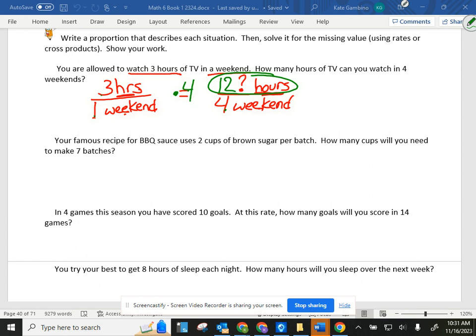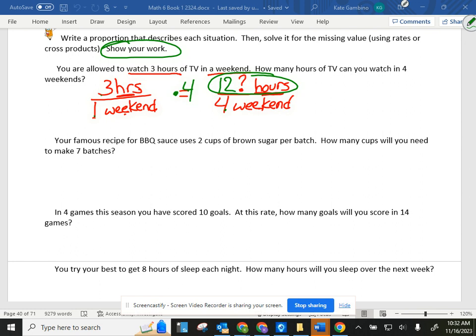Yeah. So key thing here, friends, it says show your work. So do I want to see just 12 hours as your answer? No, I want to see your proportion. I want to see what you're multiplying by. And do not forget to label your proportion. So you know hours are on top, weekends are on bottom.